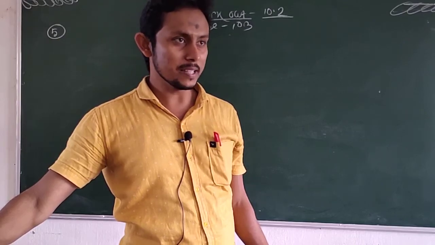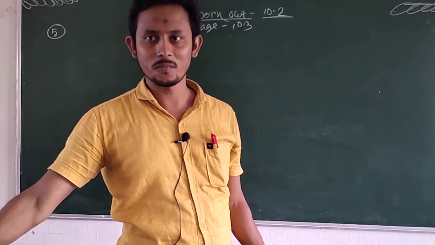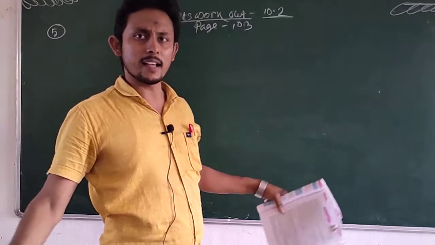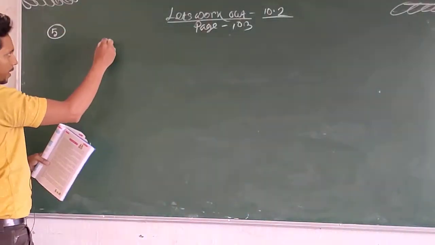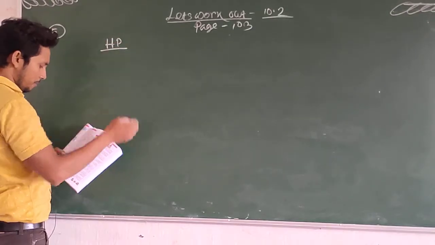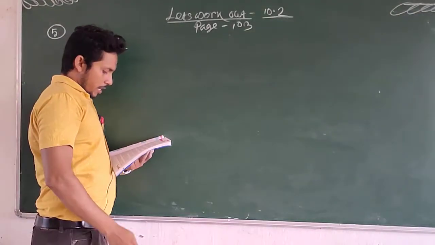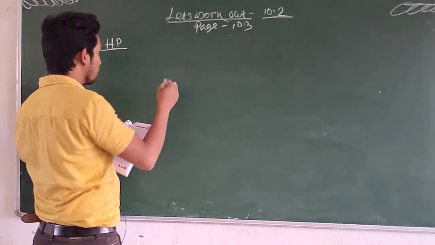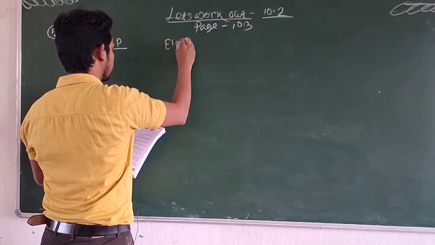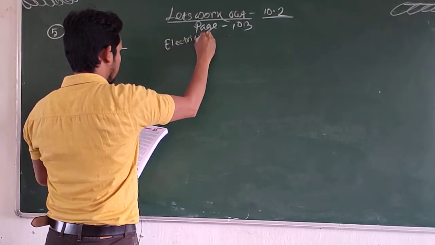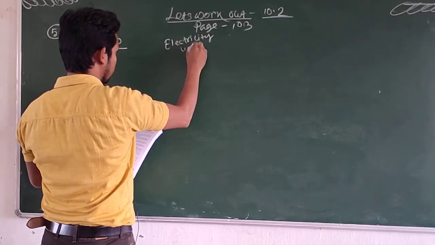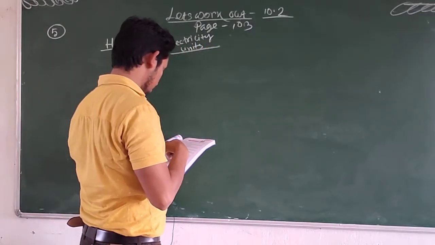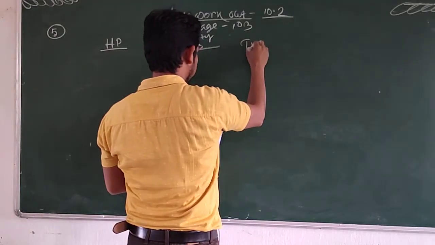Maybe it is profiting for just one fan, it is covering all the area. So here it is like that. Here write down HP, electricity unit, and then write down time.